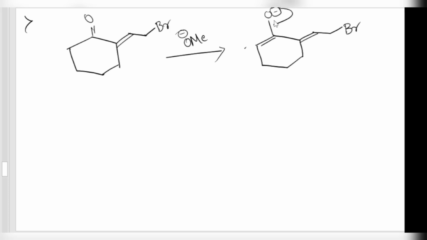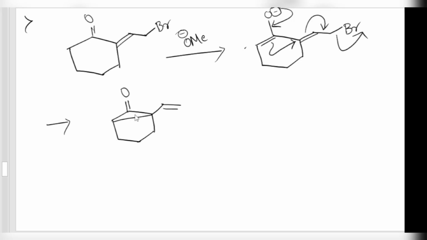When this one returns to form the carbon and oxygen double bond, this enolate electron will attack over here, then this one will shift like this. Finally the bromide ion will leave, and we will get a bicyclic compound which is like this, and here a single bond is there, and over here a double bond like this. Here the carbon and oxygen double bond, the carbonyl group, is there.